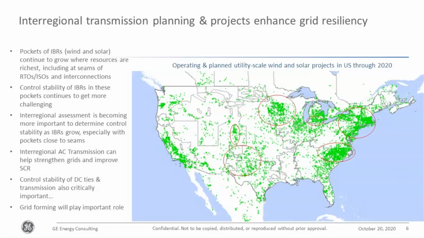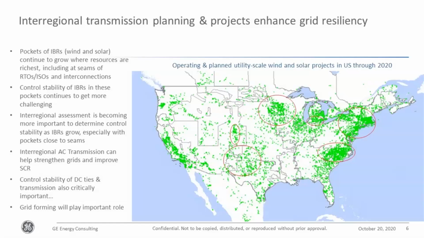So knowing what your neighbors are doing is critically important, because you can see in some of the circles that I have here, there are a lot of pockets between the MISO SPP interconnection. There are a lot of pockets there in the southeast and around New York, New Jersey, and New England. Those all are critical, but when you look at that all together, it's going to be very critical to make sure you know what your neighbors are doing.